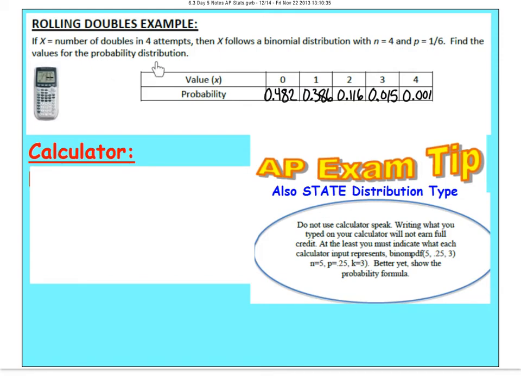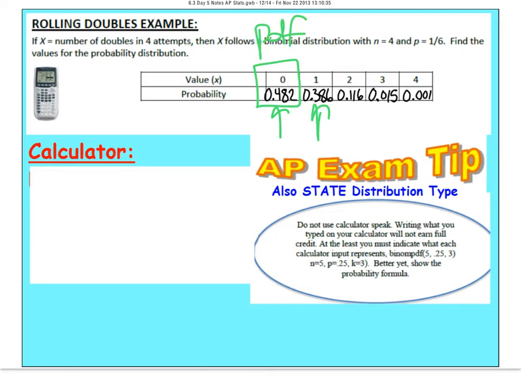Find the value for the probability distribution. I'm going to show you just where the probabilities came from on this distribution. All that we had to do is realize every cell on this probability distribution is a PDF. It's a point.